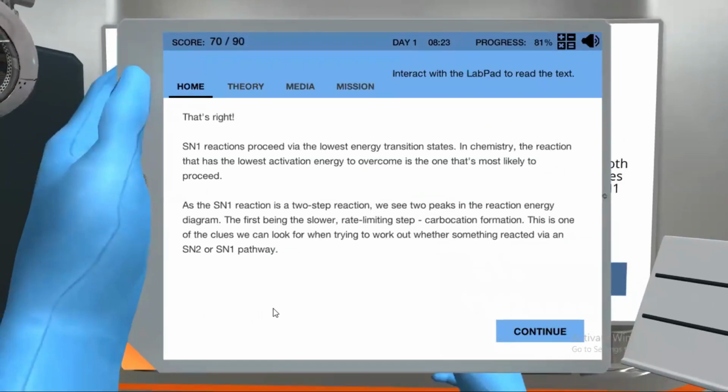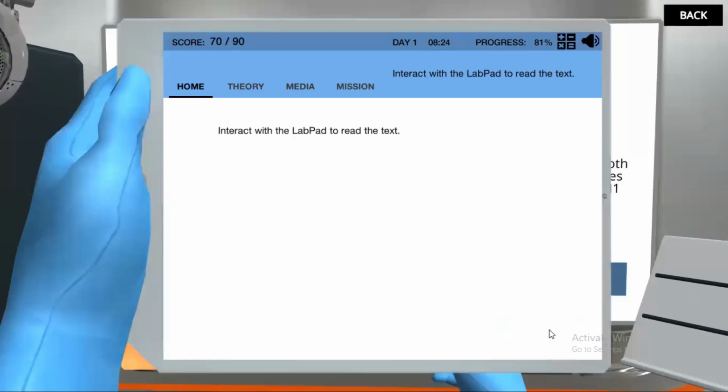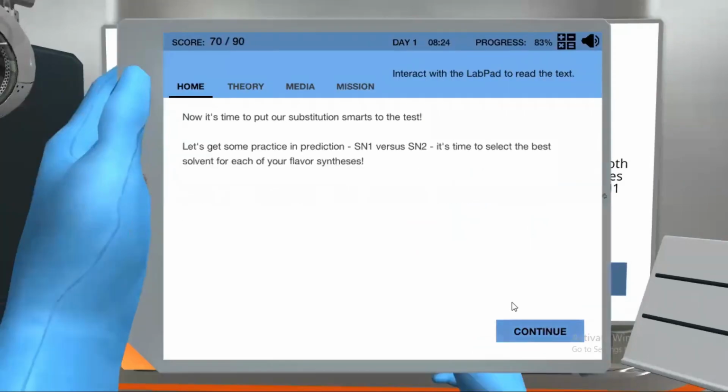As the SN1 reaction is a two-step reaction, we see two peaks in the reaction energy diagram. The first being the slower, rate-limiting step, carbocation formation. This is one of the clues we can look for when trying to work out whether something reacted via an SN2 or SN1 pathway. Now it's time to put our substitution smarts to the test. Let's get some practice in prediction.